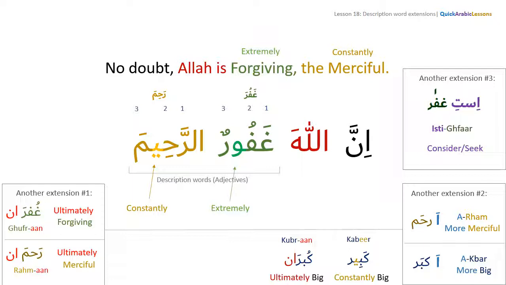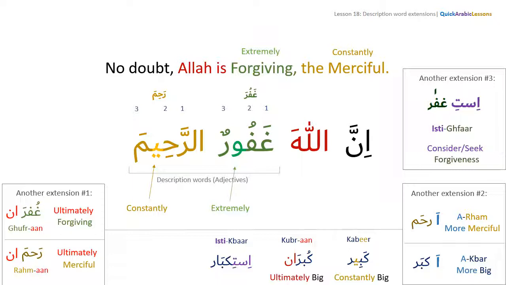Now we know that ghain, fa and ra are related to forgiveness. So to seek forgiveness is istighfar. To consider seeking forgiveness is doing istighfar. And it's commonly known that istighfar is when you ask God to forgive you, when you seek God's forgiveness.